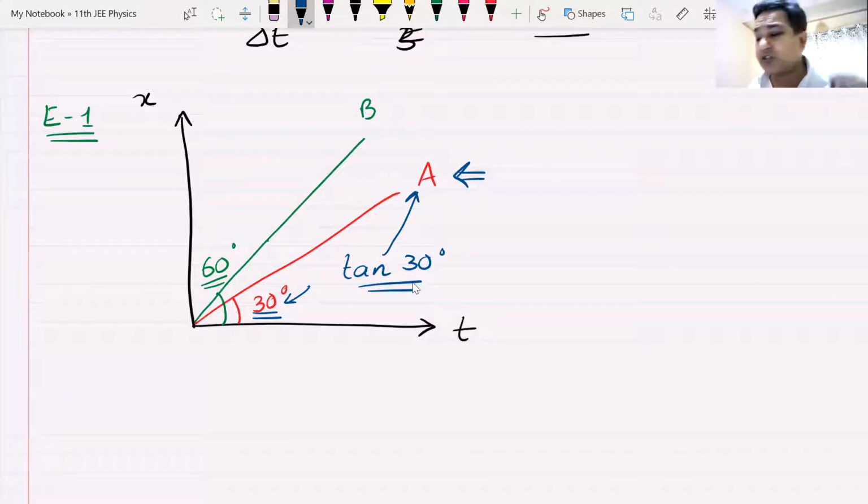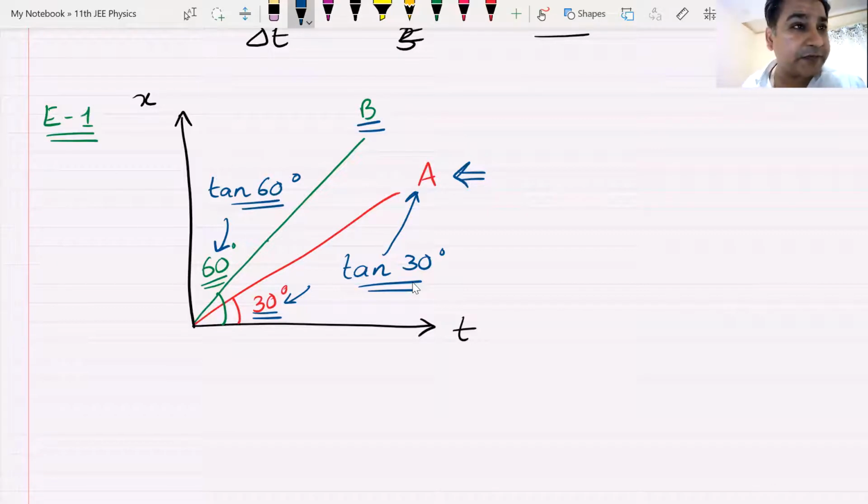How will I get the velocity of B then? Anyone tell me now, on the same logic. I'll get the velocity of B with tan of 60 degrees. Yes, Reddy, you are correct.